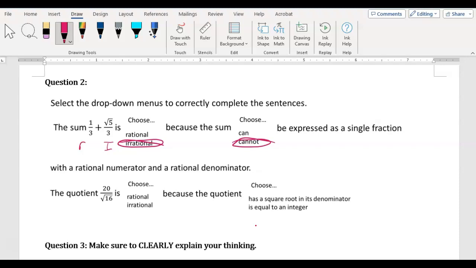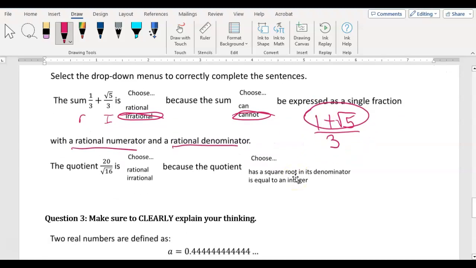So I cannot make a fraction with a rational numerator and a rational denominator, because this would be 1 plus the square root of 5 over 3, right? This is still irrational. And so that is still going to be an irrational number, because I can't represent this as a fraction with integers in the numerator and denominator.